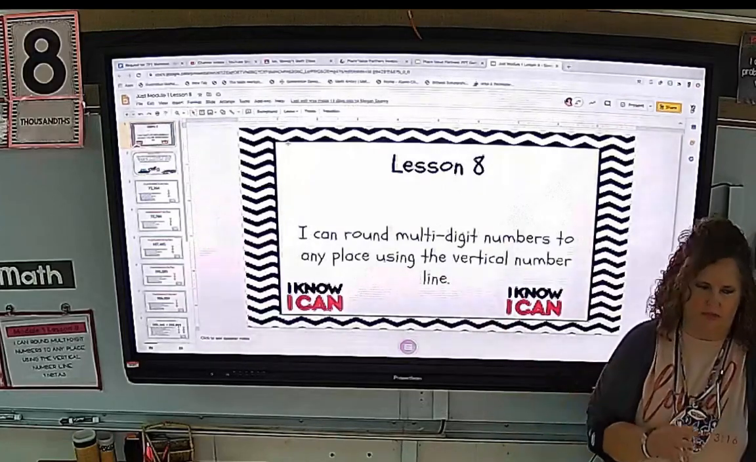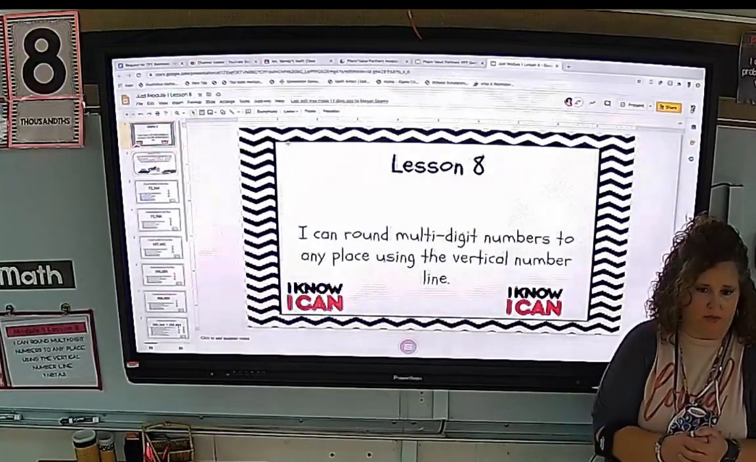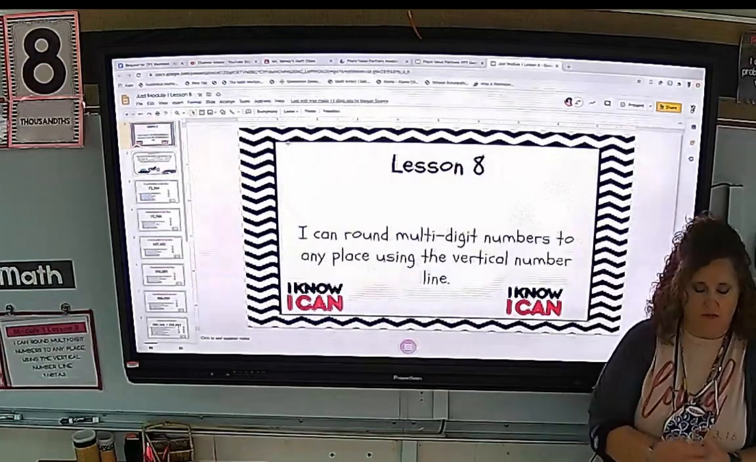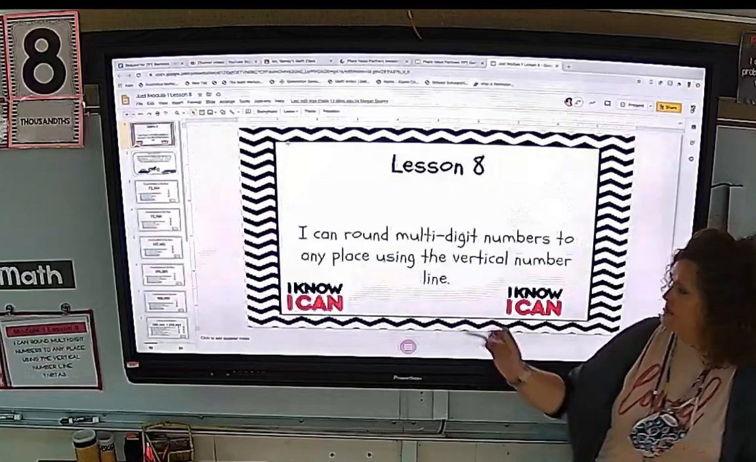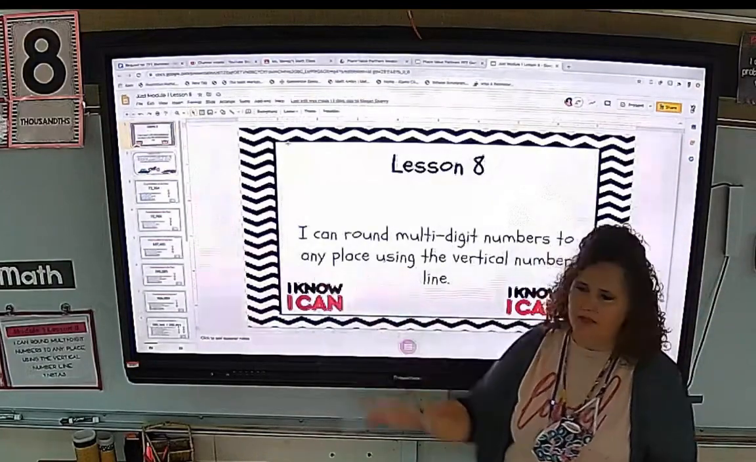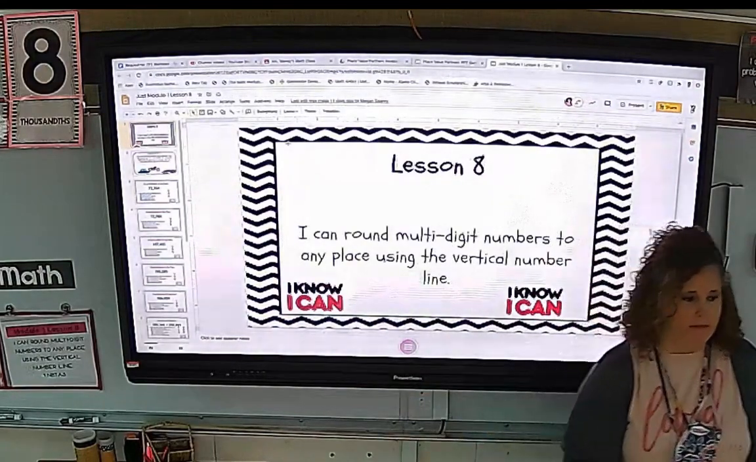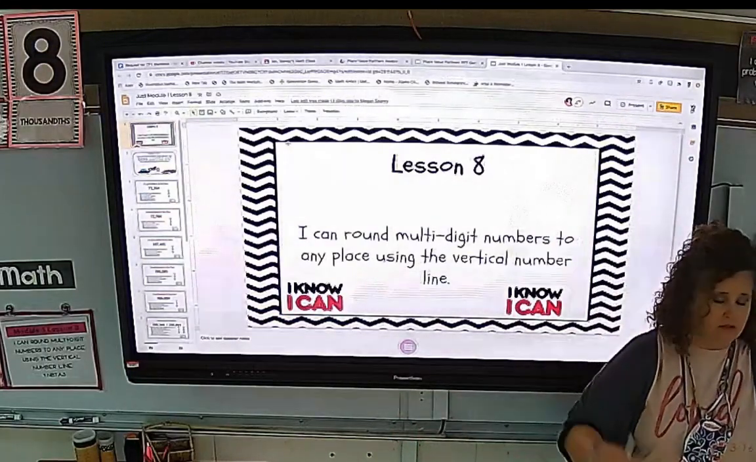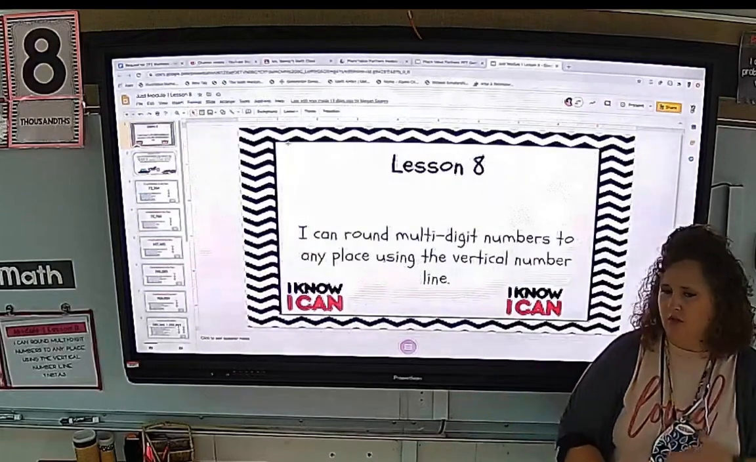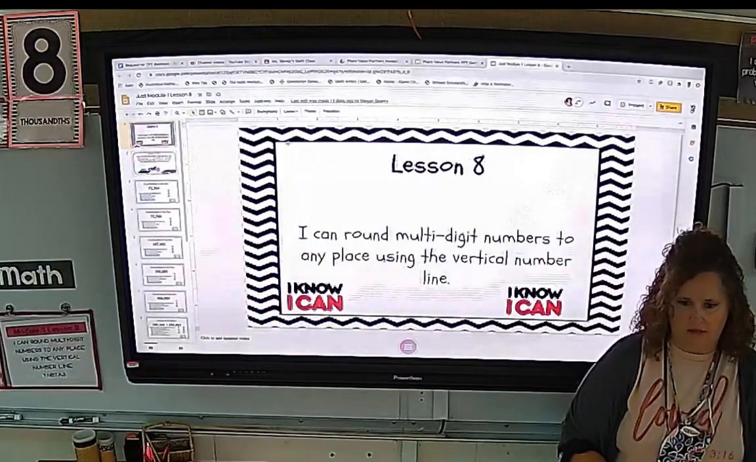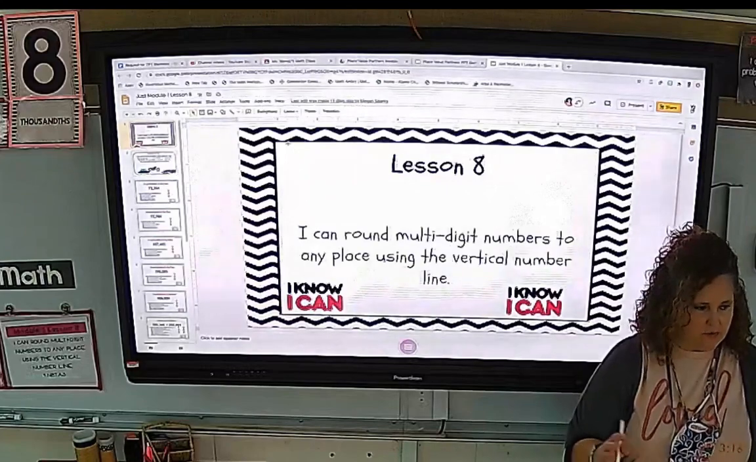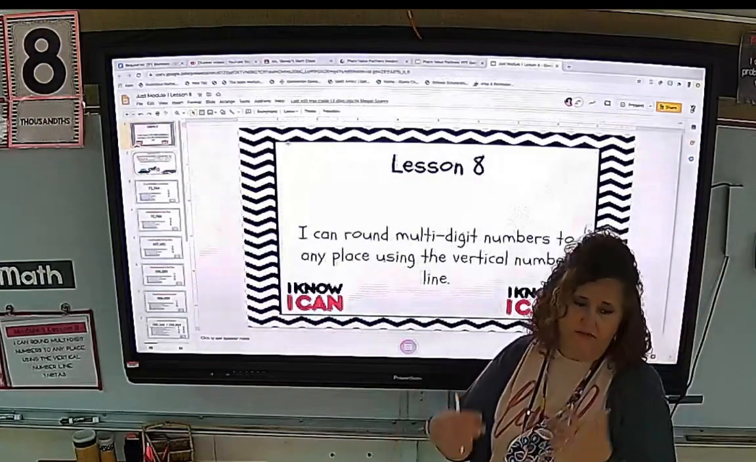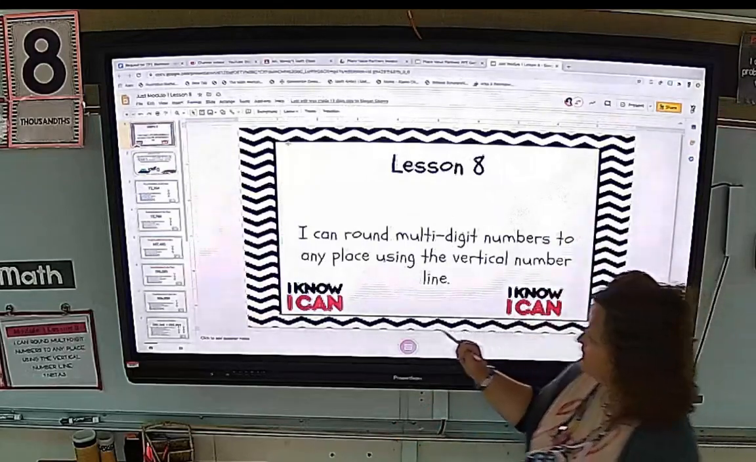Yesterday, what place did we stay in that they wanted us to round to? We practiced that place a lot of times. I heard it. Thousands. To the thousands place. Okay, so this time what's different is we might be rounding to the thousands, we might be rounding to the hundreds, we might be rounding to the 10,000s, the millions, the 100,000s. You're going to see and notice that no matter where we round, the procedure is the same. Okay, the method, the steps, they're the same.